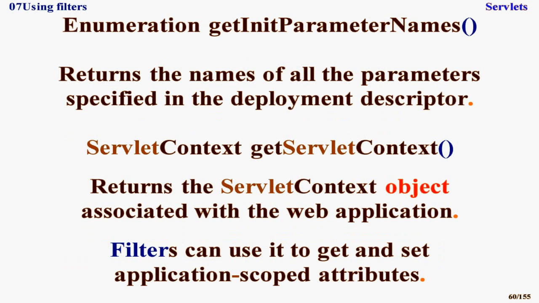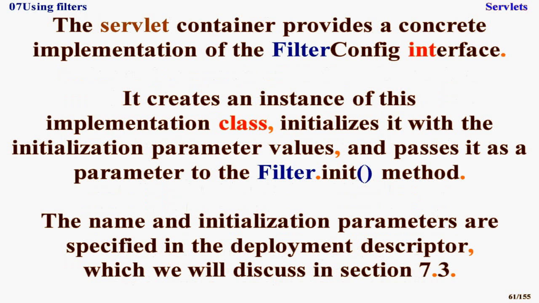ServletContext getServletContext() returns the ServletContext object associated with the web application. Filters can use it to get and set application-scoped attributes. The servlet container provides a concrete implementation of the FilterConfig interface. It creates an instance of this implementation class, initializes it with the initialization parameter values, and passes it as a parameter to the filter's init method.